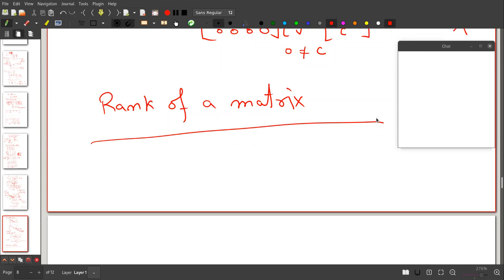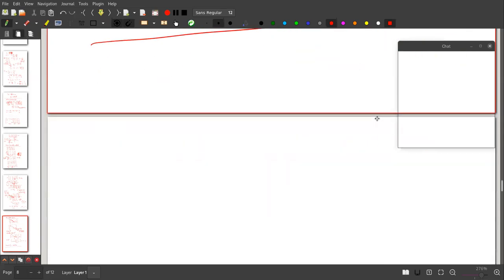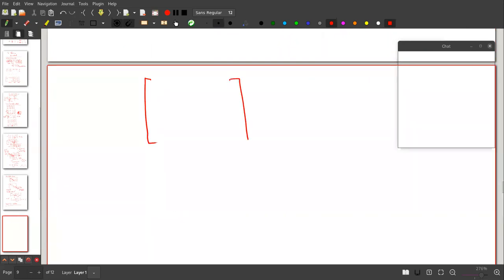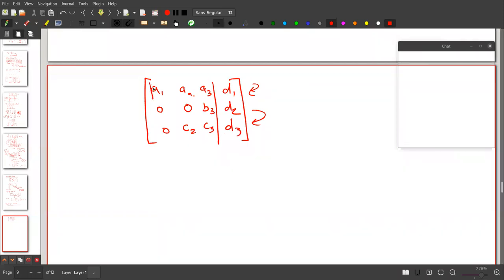Okay, so before going to the rank of a matrix, let's say while doing some row operations, I get something like this. Say A1, A2, A3, D1. Then 0, 0, B3, D2. Then 0, C2, C3, D3. So we see that this pivot form is okay because there is some number.